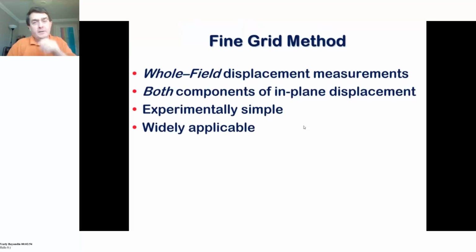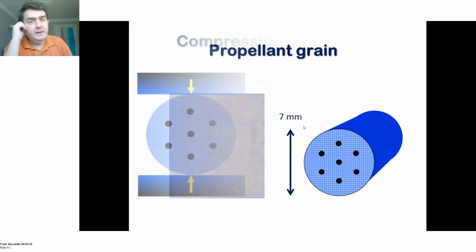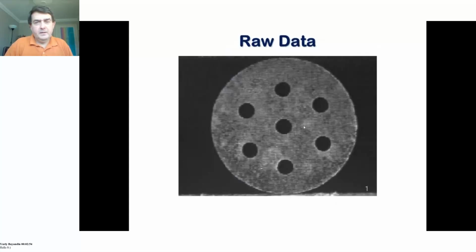And here we have a system where we have a propellant grain, and we're going to crush it. And we're going to measure the crushing of the sample. We're going to measure force versus time, and you can see we've got those lines on it. So the data we get shows images like this, where we have the grain with the holes and the horizontal lines on it. But taking images like that, we have to do some further processing.